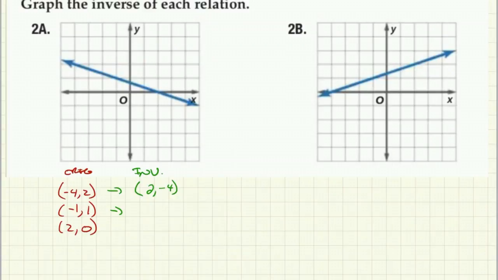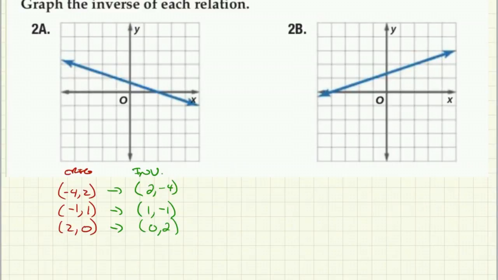For the second point, we're at (-1, 1). We're going to reverse the x and the y, so that means we're going to be at (1, -1). Again, the x value becomes y, the y value becomes x. It's just that simple. And then the last one, we're at (2, 0), so we will be at (0, 2). Real simple. So the next thing then is let's graph our function.